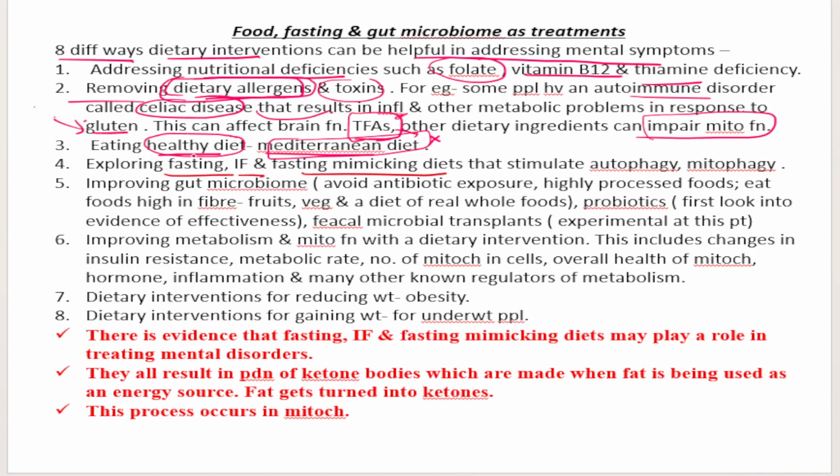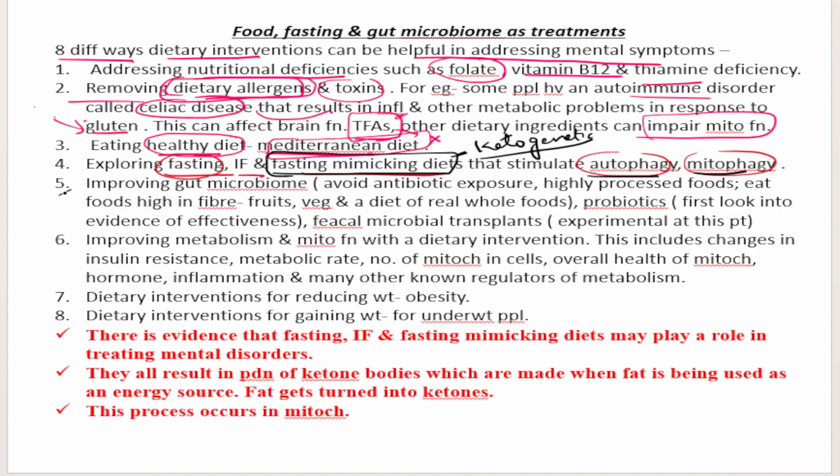Now, if you explore fasting as an option, fasting is going to stimulate autophagy and mitophagy. The most important example of the fasting mimicking diet, which has even been tried and has given results according to Dr. Christopher Palmer, is the ketogenic diet. This ketogenic diet mimics fasting. It ensures that the person does not starve, but it mimics the fasting state. So exploring these diets can stimulate autophagy and mitophagy.